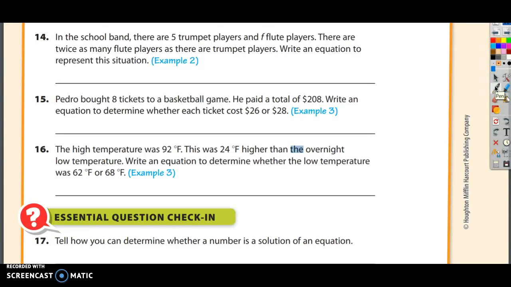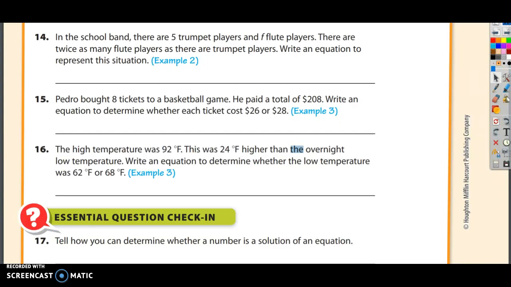All we have to do on these is write the equation. I'm going to help you. Number 14 says, in the school band there are 5 trumpet players and F flute players. There are twice as many flute players as there are trumpet players. Write an equation to represent this situation.